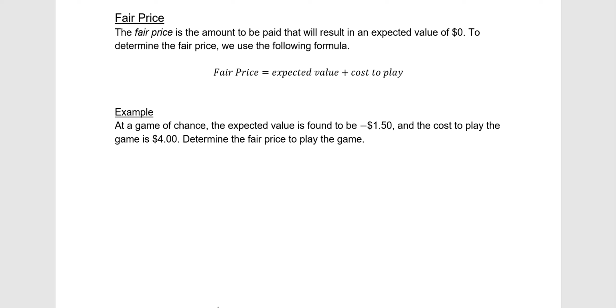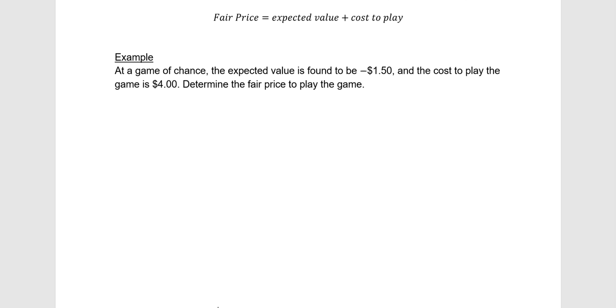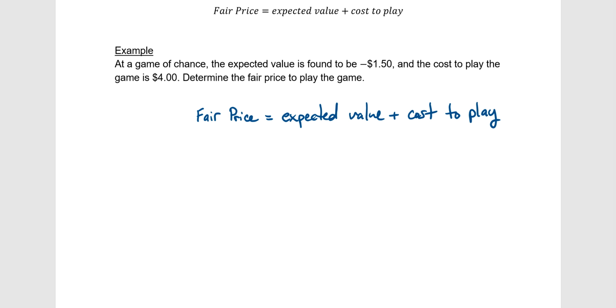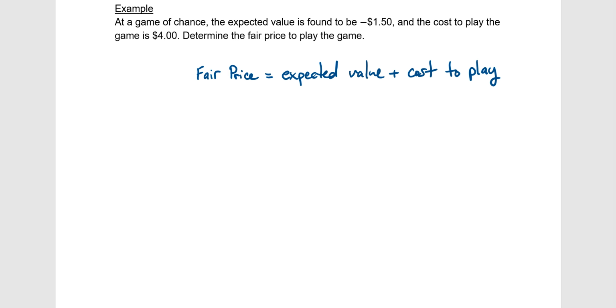So for example, at a game of chance, the expected value is found to be negative $1.50, and the cost to play the game is $4. Let's determine the fair price to play the game. So based on the formula, we know the fair price is the expected value plus the cost to play. So the expected value is negative $1.50, and the cost to play is $4. So it's going to be negative 1.50 plus 4. That's going to end up giving us $2.50.